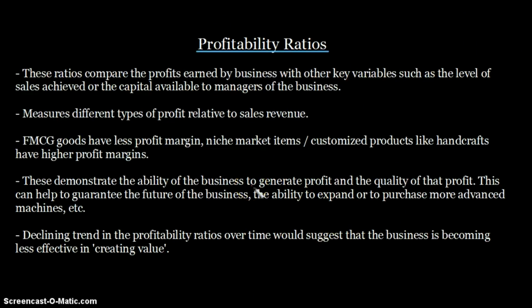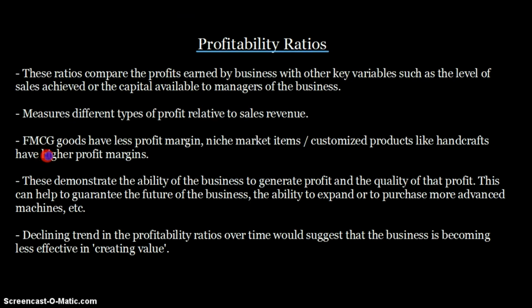Profitability ratios, as opposed to liquidity ratios, are about profitability, of course. These ratios compare the profits earned by the business with other key variables such as the level of sales achieved or the capital available to managers of the business. So they basically compare your profit with your sales or your capital available, but in this particular AS level, we'll just compare different types of profit relative to sales revenue. We won't compare it to the capital available. That's for A2 perhaps or later on.